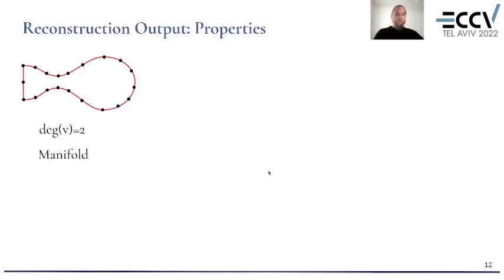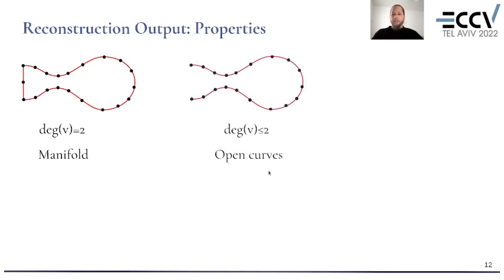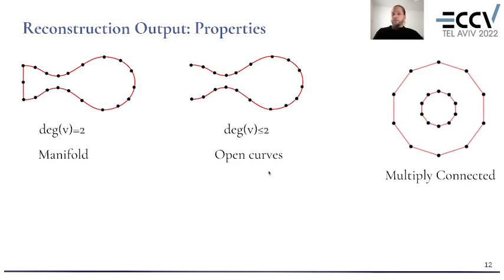Also for the output of the reconstruction, we can classify algorithms by certain properties. We might want to reconstruct a manifold. That means the degree of all vertices is exactly 2. As you can see here, each point has 2 neighbors on the curve. We can relax that to smaller or equal than 2, and then we can also reconstruct open curves. Manifold curves can also be multiply connected. That means it's not a single connected component, so it can be nested, which can represent a hole in a shape.